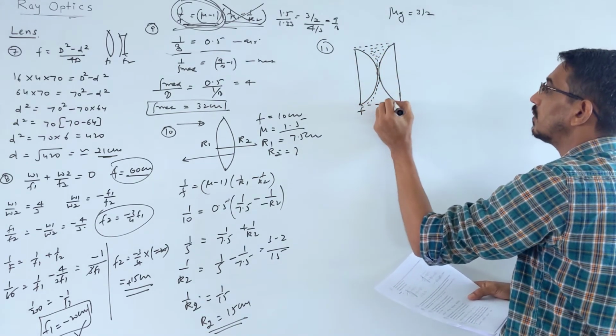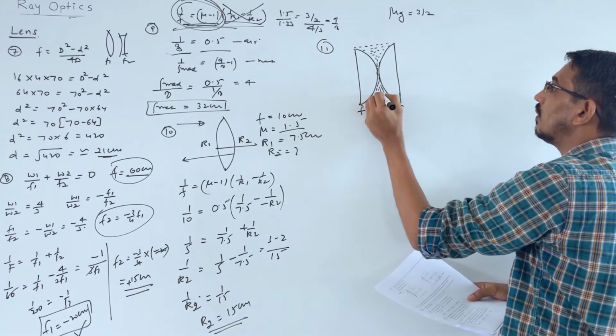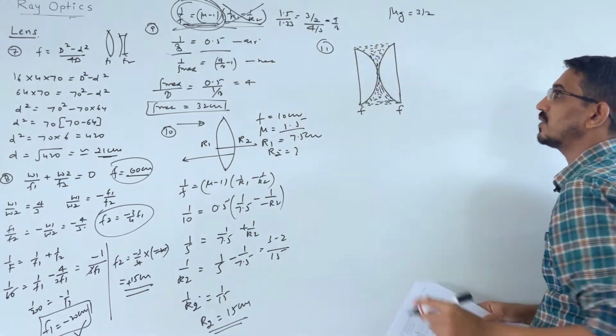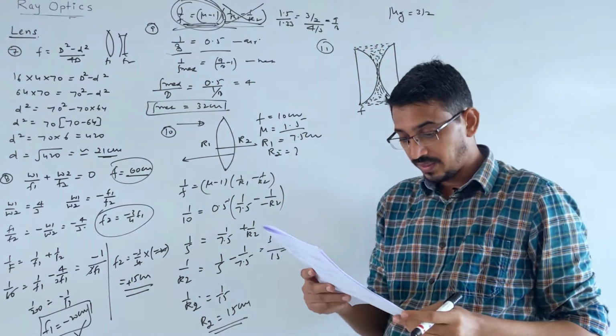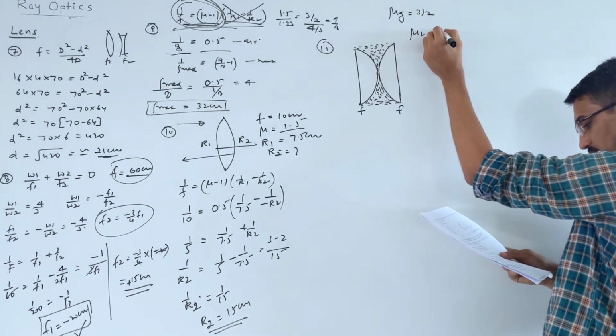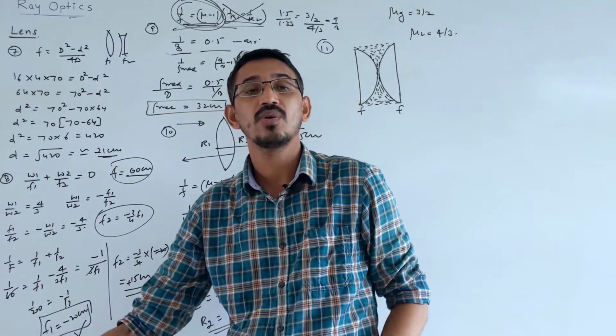So this medium now behaves like a concave lens, right? It will behave like a concave lens. The space is filled with some liquid, and the mu of the liquid is given as 4 by 3. Now they are asking what is the net focal length of this combination.